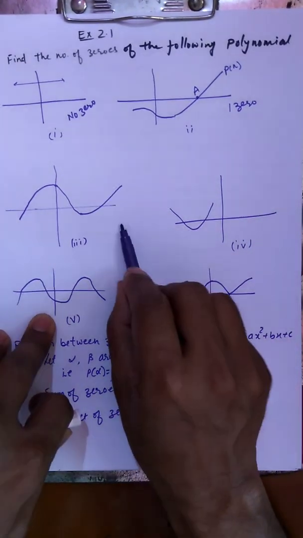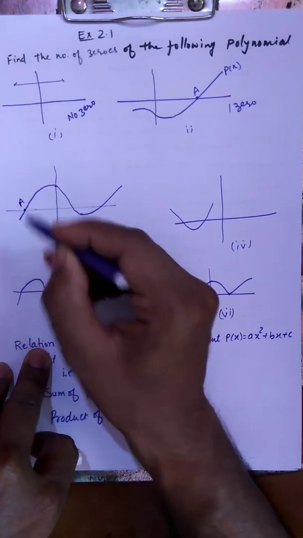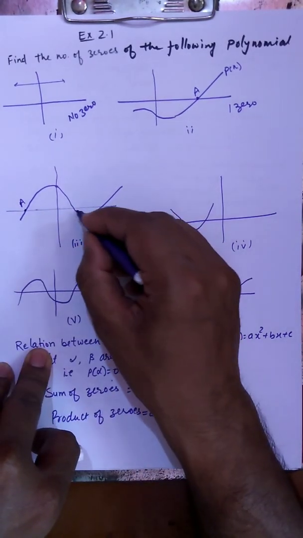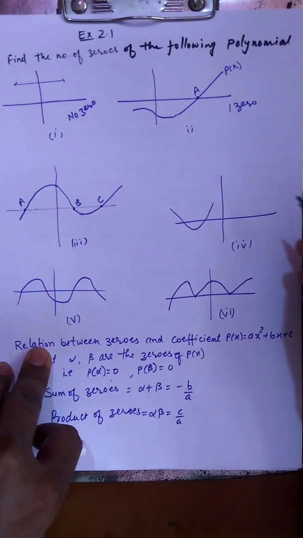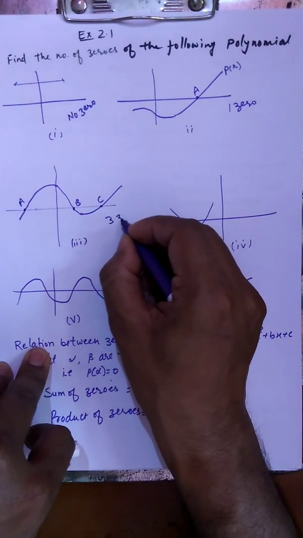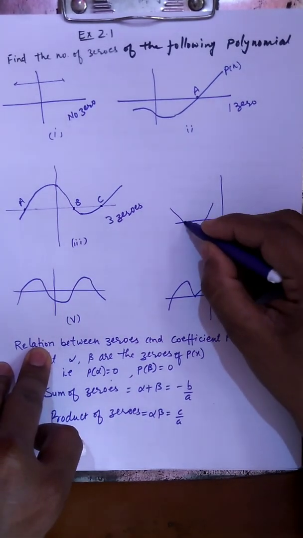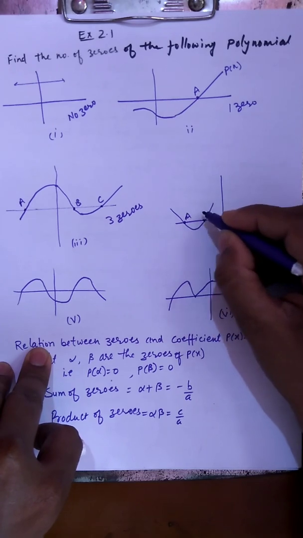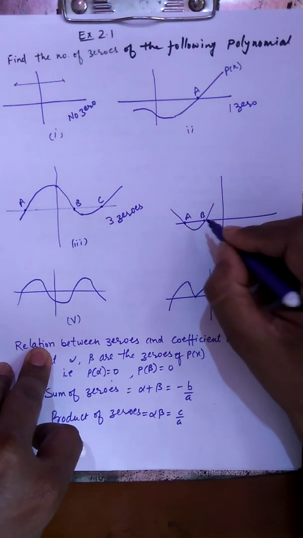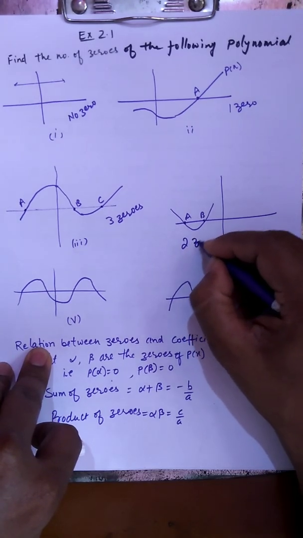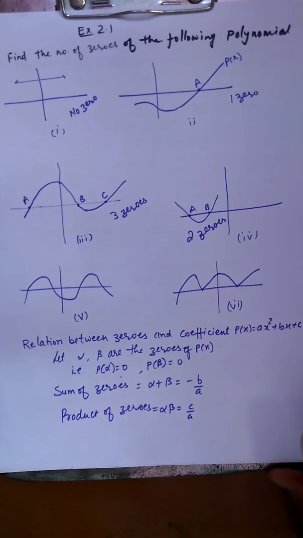Now come to figure number 3. This is the first point A where this graph is cutting, this is the second point B, this is the third point C. So there are 3 zeros of the polynomial. Now see this. This is A, this is B. So this graph is cutting the x-axis at these 2 points. It means it has 2 zeros.